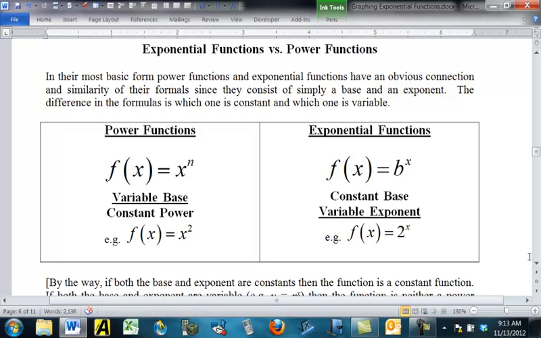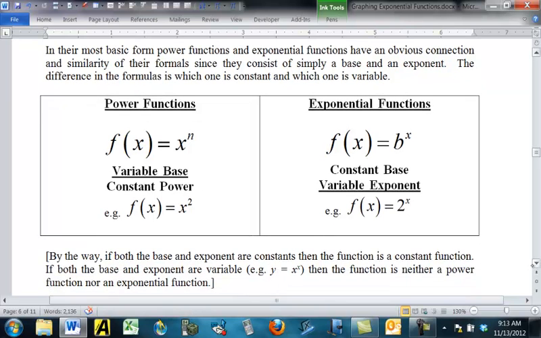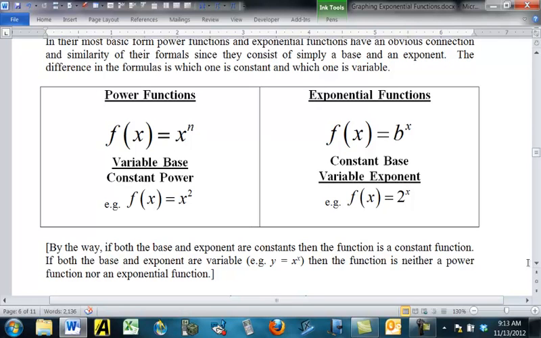So for example, f of x equals x squared would be an example of a power function. In exponential functions, it's exactly backwards. We have a constant base, and the variable is the exponent. And so, for example, f of x equals 2 to the x power would be an example of an exponential function. Notice exponential functions are actually named after the form of the formula, because where is the variable? The variable is in the exponent, and so that's what they're named after. Now, by the way, if both the base and the exponent are constants, then the function is actually a constant function.